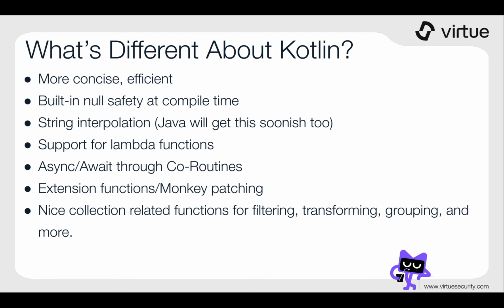Another thing people get excited about for Kotlin is its built-in null type safety. So at compile time, if you have a potentially nullable value or variable, the compiler will not let you compile it unless you've checked to see if it's null.